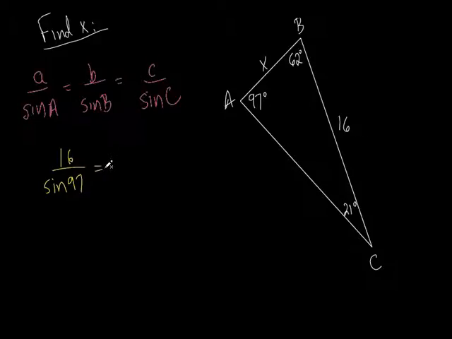Now, I set it equal. Remember, we're not using all three of these at once. We're just pairing them up. So I need another side. Exactly, I use the one that I'm trying to find. I'm trying to find x. So what am I going to put here? X. Very good. And see, it's easy, isn't it?